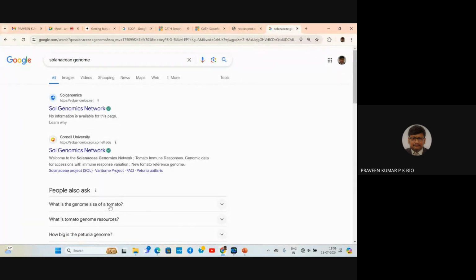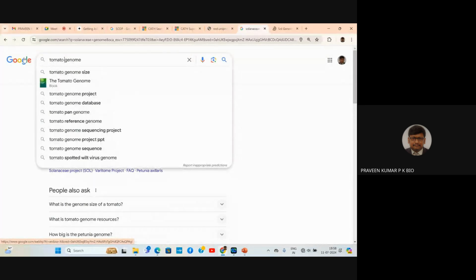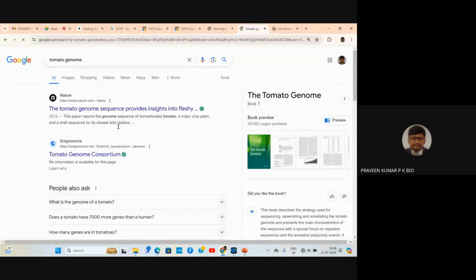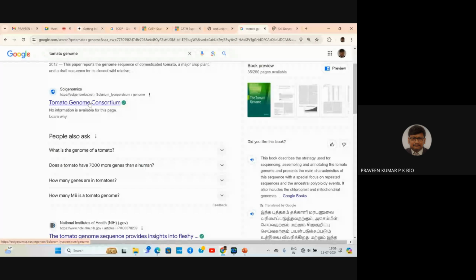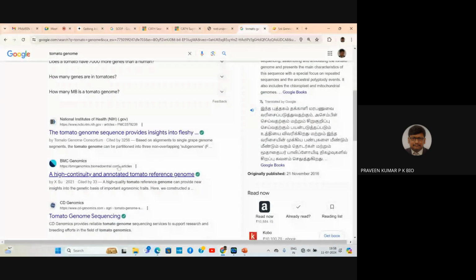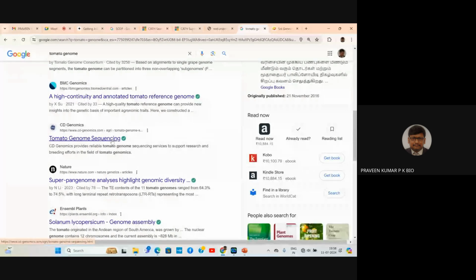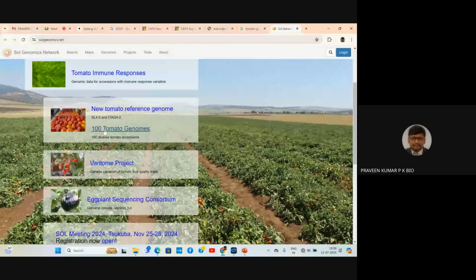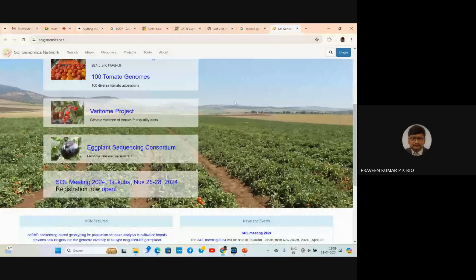Even if you want to specifically go for a tomato genome, you get a different name. This is for Solanaceae, salt genomics. Now I'm going to type the same for tomato. Likewise, you can find metagenome. So tomato genome consortium. This is saltgenomics.net. This is also not right, but we also have an exclusive database for tomato. I think this might be tomato genome sequencing, cdi-genomics.com. We have databases for a specific species. So 100 tomato genes.